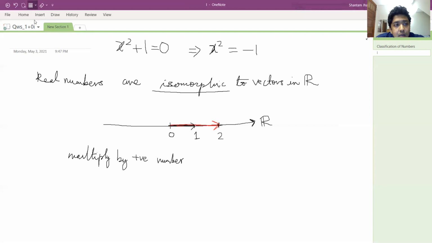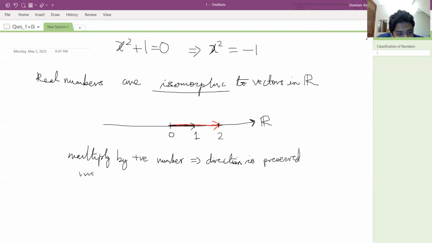But all we need to keep in account is the change in magnitude and the change in direction, because we're talking about vectors. Surely the magnitude changed because you multiplied it by a number other than 1, but the direction was preserved. So if you multiply by a positive number, what did we note? Direction is preserved.